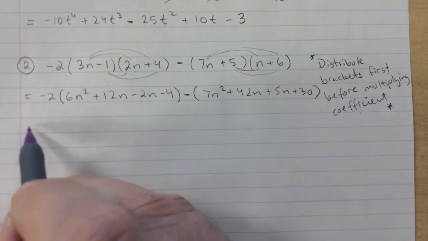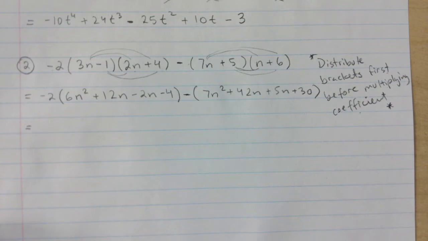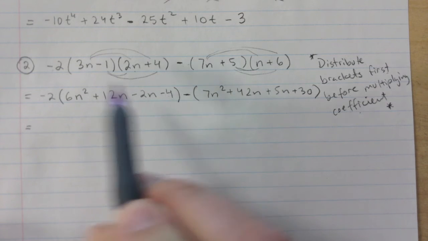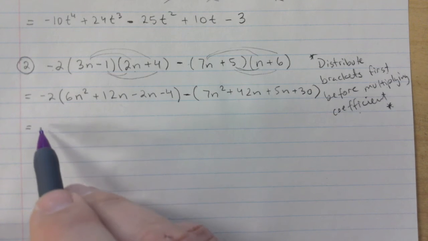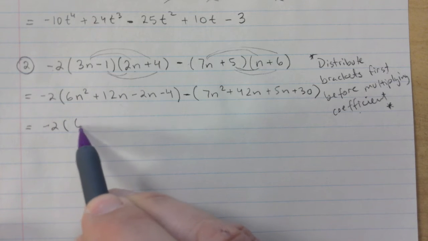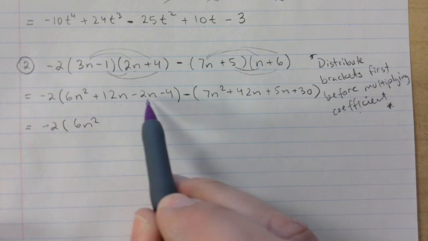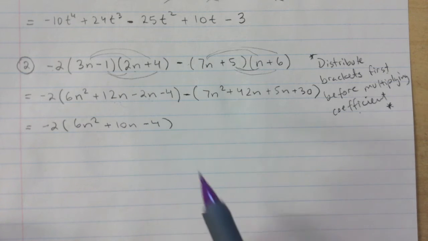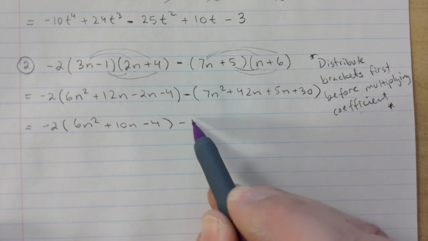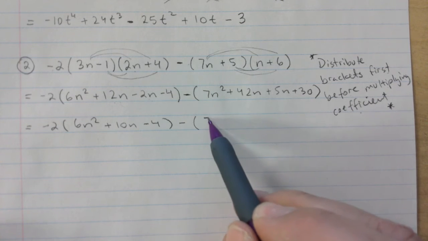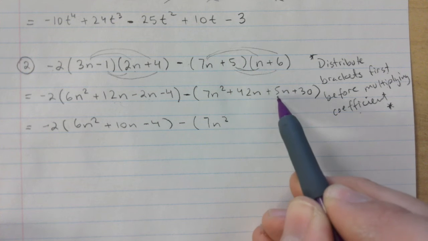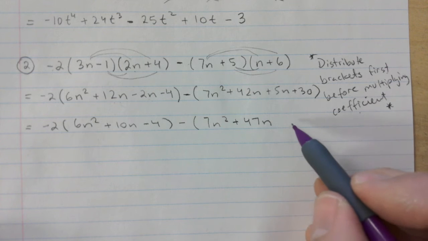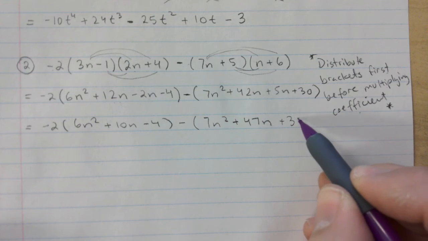And I thought about it yesterday. I kind of go every which way, it doesn't matter. But I'm going to combine my like terms first. I'm going to clean this up before I apply this out. Okay? So clean that up. So that's 6n squared. 12n minus 2n, that's just plus 10n minus 4. Subtract 7n squared. 42 and 5 is 47. Plus 30. 47n plus 30.